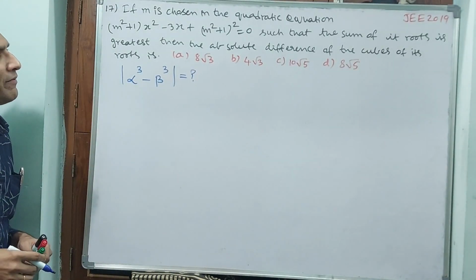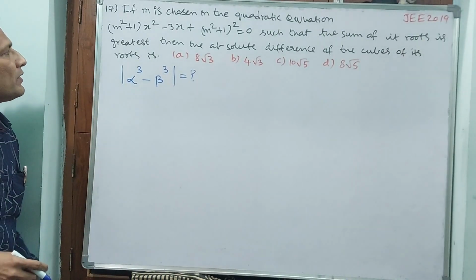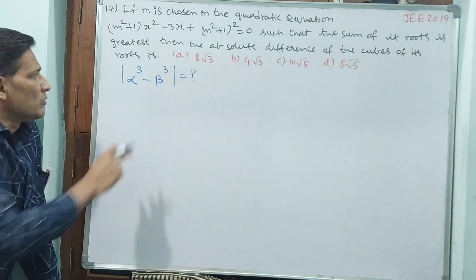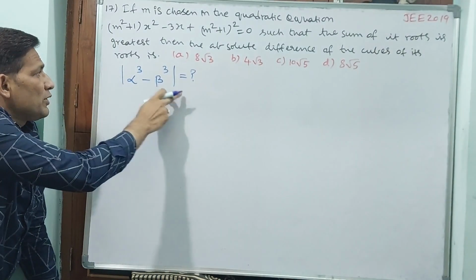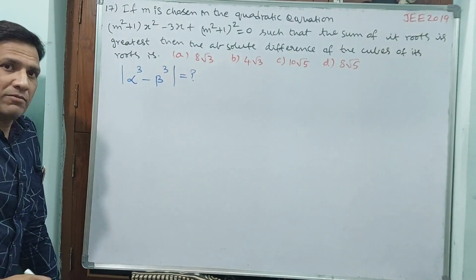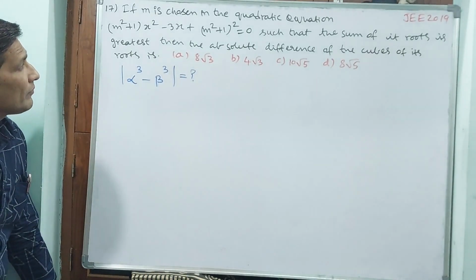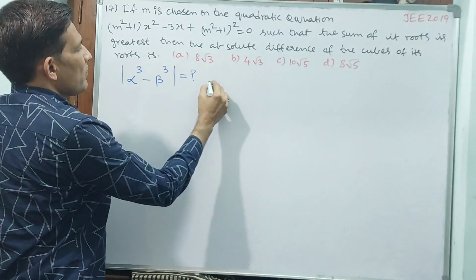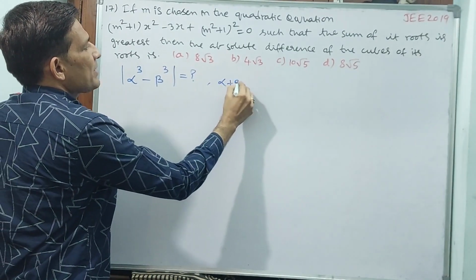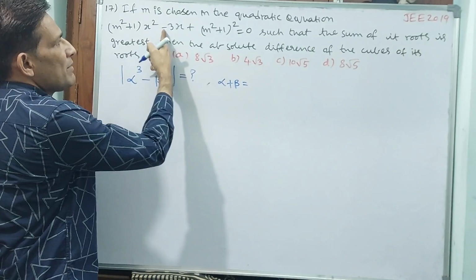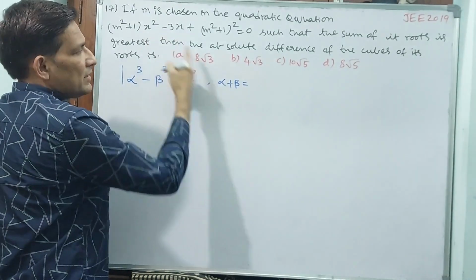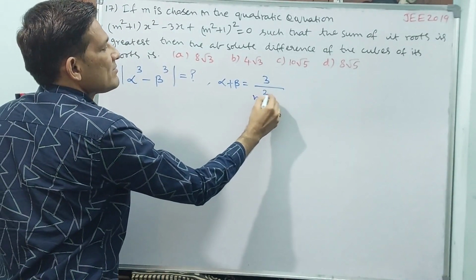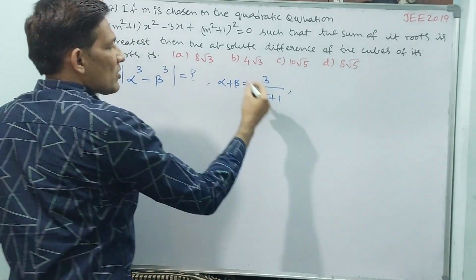First of all, from bottom to top we go. Absolute difference of the cubes of its roots. Difference, absolute, cubes. Then go back again. What is alpha plus beta? Alpha into beta, that we have to find. Alpha plus beta is equal to minus b by a. But here minus b means b is minus 3, so 3 by a. A is m square plus 1. What about alpha beta?